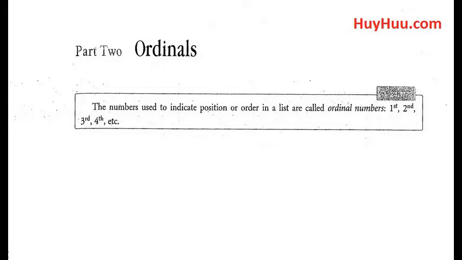Part 2. Ordinals. The numbers used to indicate position or order in a list are called ordinal numbers. First, second, third, fourth, etc.